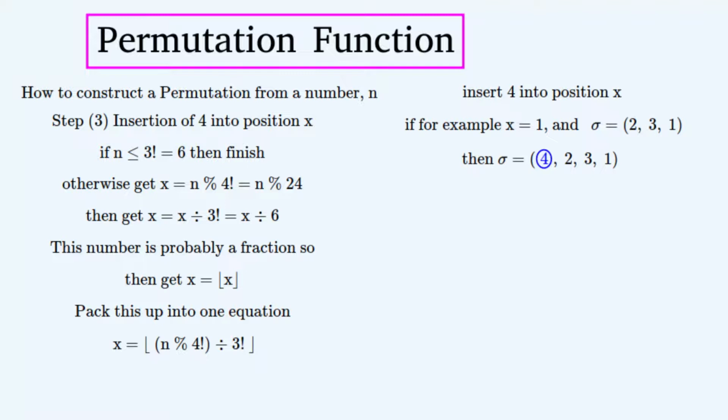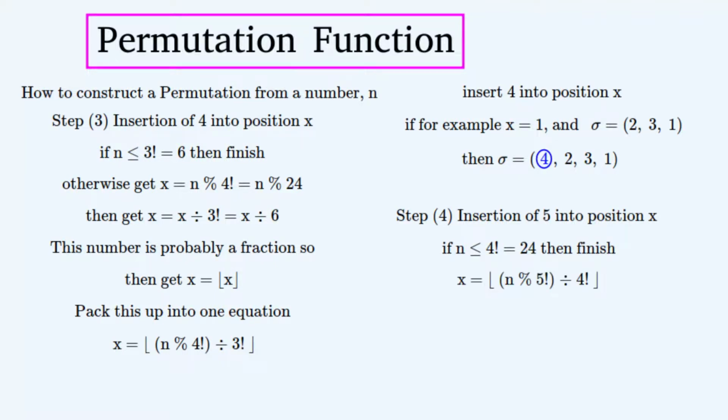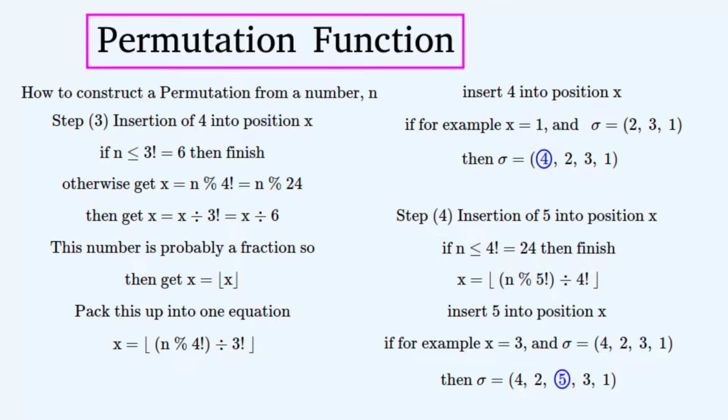So then if x was 1, then we'd insert the 4 into the first position and shift everything else 1 place to the right. So now to do step 4, we'll insert the number 5 into the list. If n is large enough, then we'll finish and not insert the 5. Otherwise, we'll calculate the position to insert 5, called x, using this formula. Then if x is 3, then we'll insert 5 into the third position, like this.